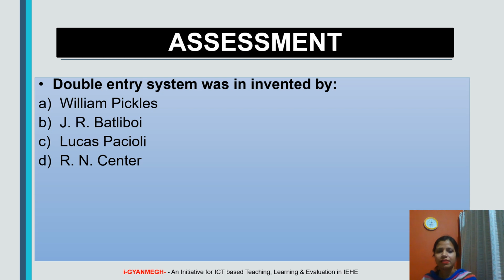I hope आपने answer सोच लिया होगा. So here is the answer. Answer is Lucas Pacioli.